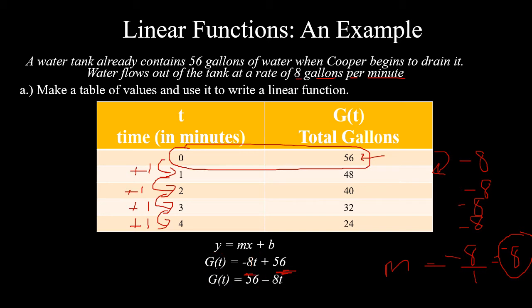All right, and you could also write it. I know some of you like to write the initial value first when you have a negative slope. That's fine. These two linear functions are exactly the same. g of t equals -8t plus 56 is the same as g of t equals 56 minus 8t. For some people, I know this is much more intuitive because you're saying, okay, I'm starting with 56 gallons and I'm taking away 8 gallons every minute. All right, so if that's more intuitive for you, that's fine. They're exactly the same function, okay? So that is the first part of our example for linear functions.